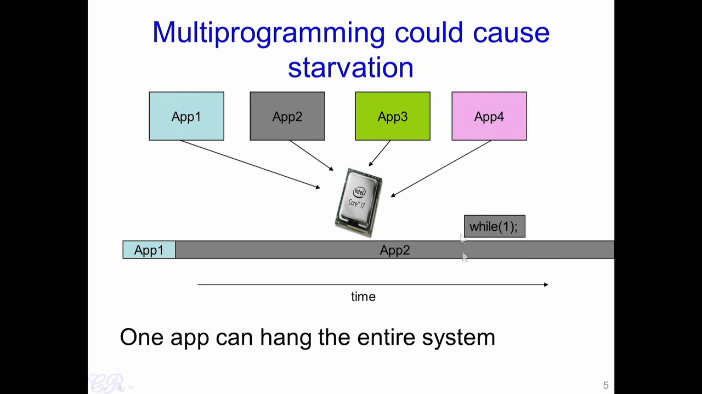The only way to terminate this would be to forcefully stop application 2 or reboot the system. In earlier operating systems like MS-DOS, this used to happen quite frequently. As a result, it was often required that the system be restarted because of one application that was hanging the entire system.